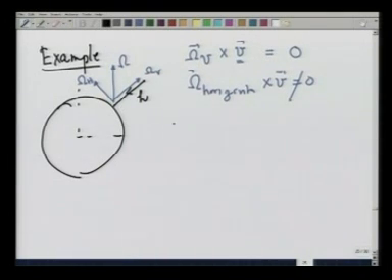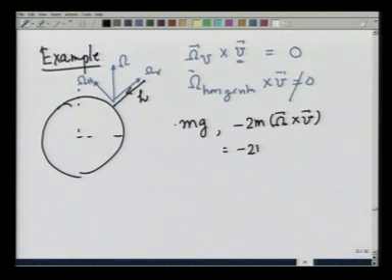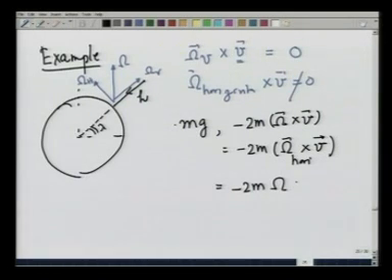So, the forces that are acting on the particle are the mg vertically down and minus 2m omega cross v, and that we have already seen is nothing but minus 2 m omega horizontal cross v, which is going to be, if I am at latitude lambda, minus 2 m omega cosine lambda times v, and this is going to be perpendicular to north direction and the vertical direction.